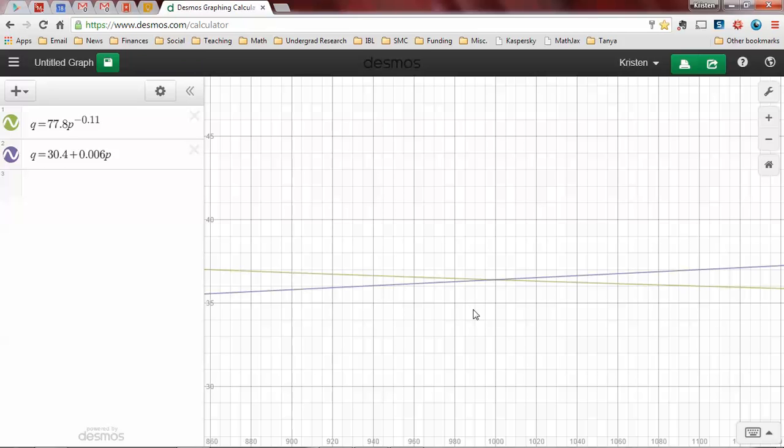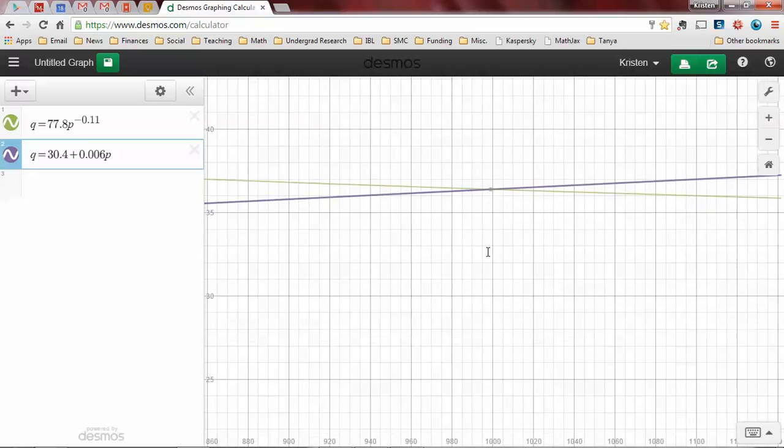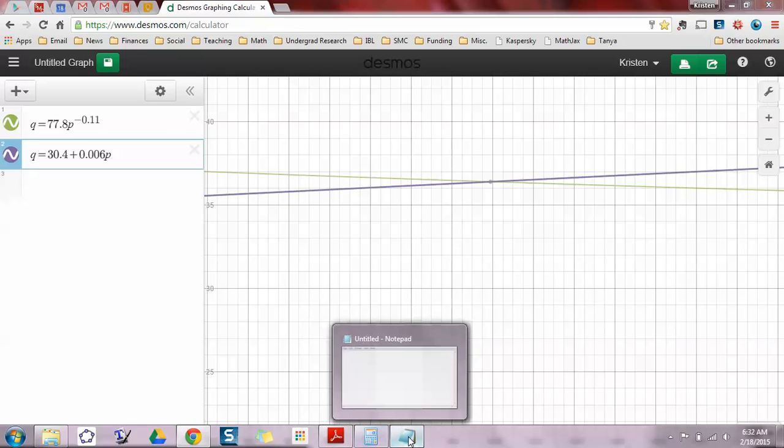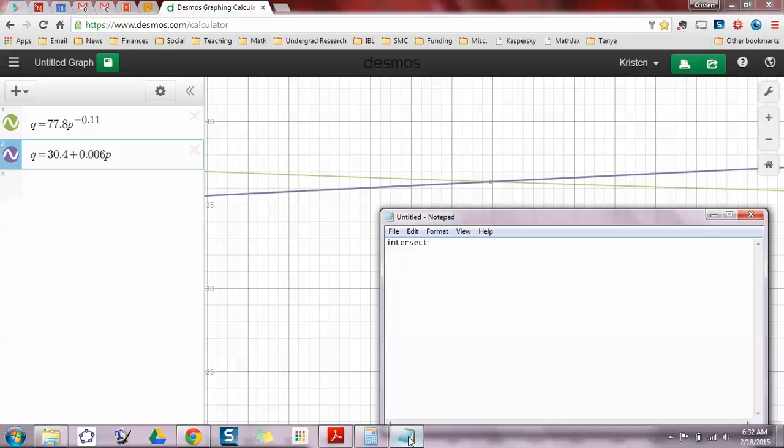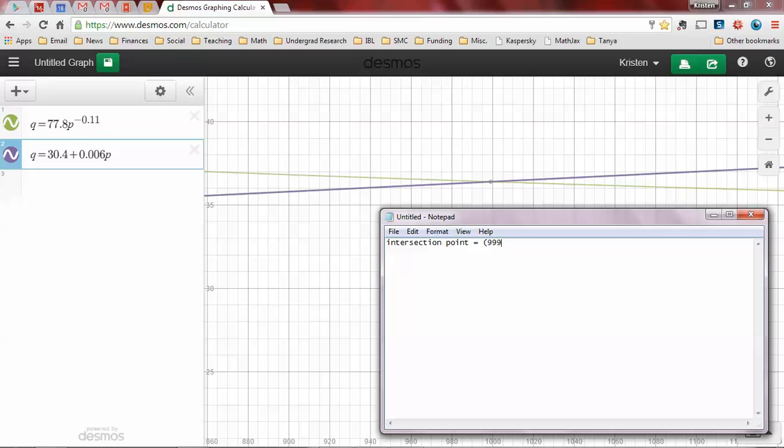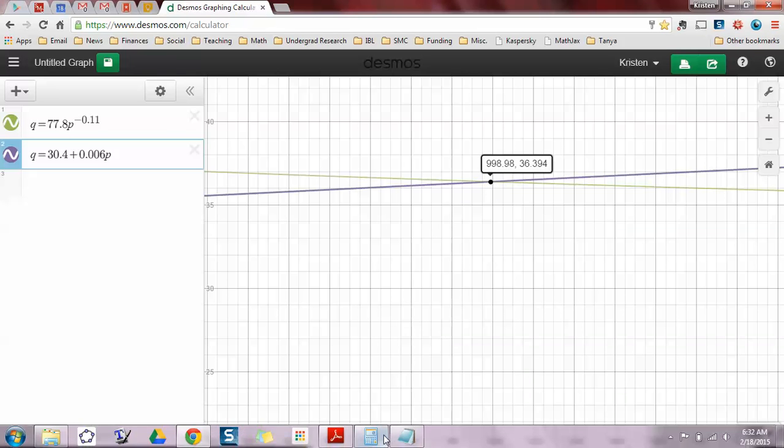Now we're looking for the intersection of these two, and Desmos is really nice. If you click somewhere where it looks like the intersection is, it takes you right to it. So it says that the intersection occurs at 998.98, 30.394. So what I want to do is write this down. So the intersection point is, what did I say that was? 998.98, comma, 36.394. Oops.